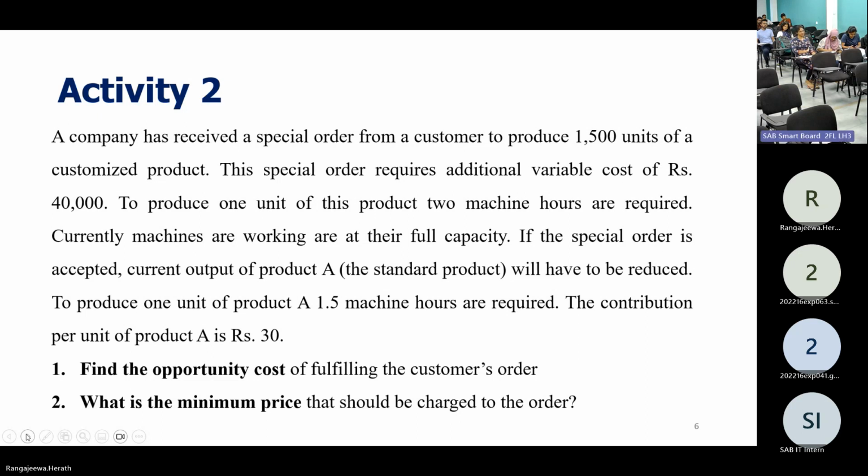We have received a customer order to produce 1,500 units of the customer product, and the additional variable cost is 40,000. But if we are going to accept this order, there is an opportunity cost. We have to use machines. Currently the machines are working at full capacity. If the special order is accepted, the current product output will be reduced. To produce 1 unit of product A, 1.5 machine hours are required.